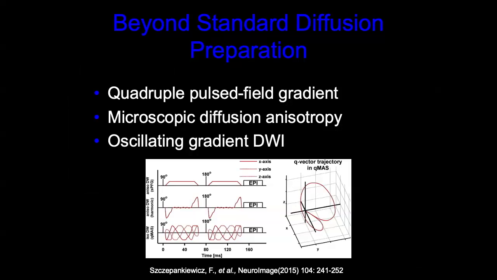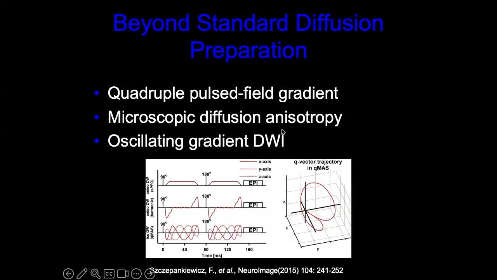I also wanted to mention at the end that there are other ways to measure the diffusion of the water beyond that standard pulsed field gradient I showed you at the beginning, the two different pulses. For example, there's quadruple pulsed field gradients. So here's the typical one that I showed at the beginning, the two gradients, 90, 180. And there's microscopic diffusion anisotropy, where they do more complex things with the diffusion weighting, such that they can pull out new information about the propagation of the water and the tissue microstructure. There's also oscillating gradient diffusion.